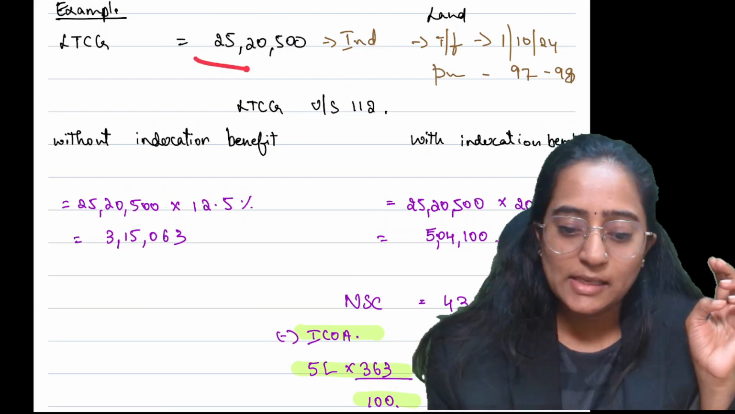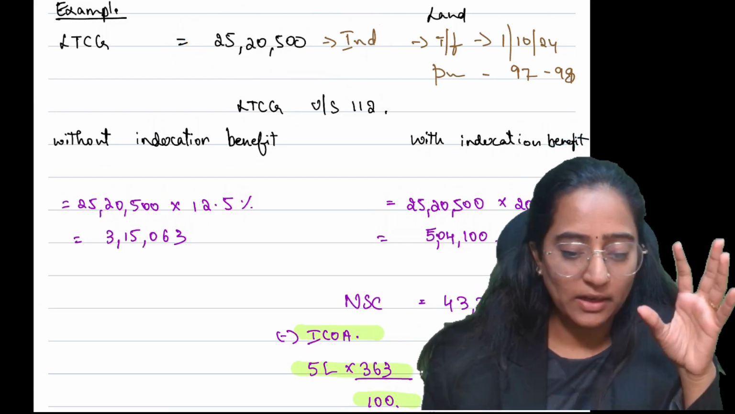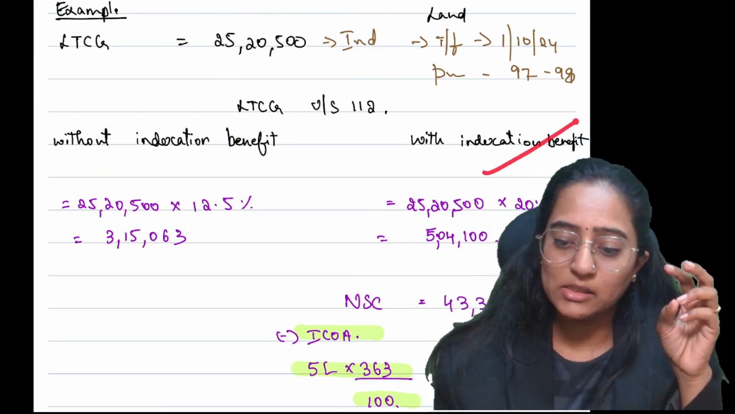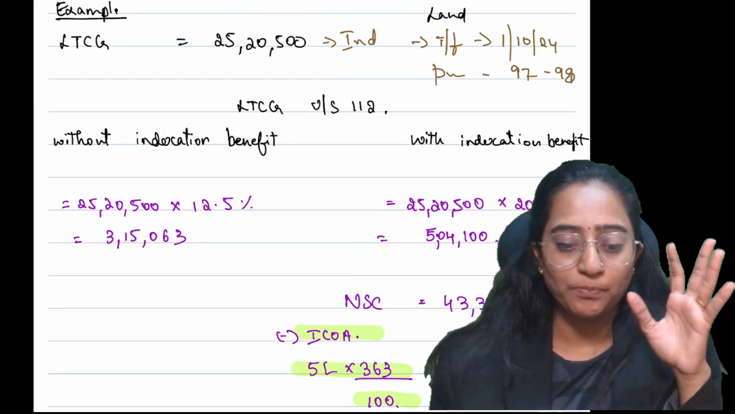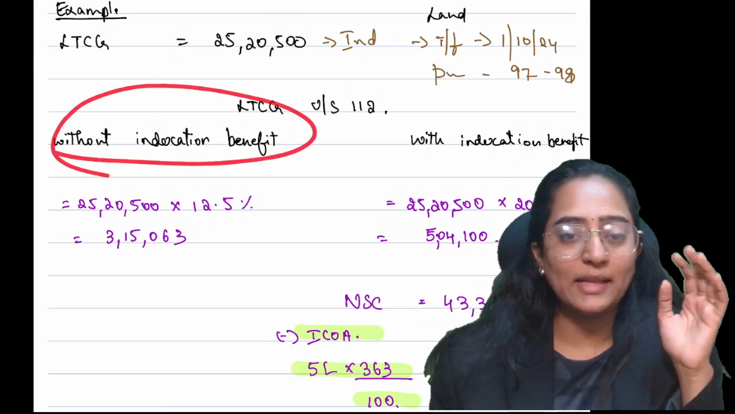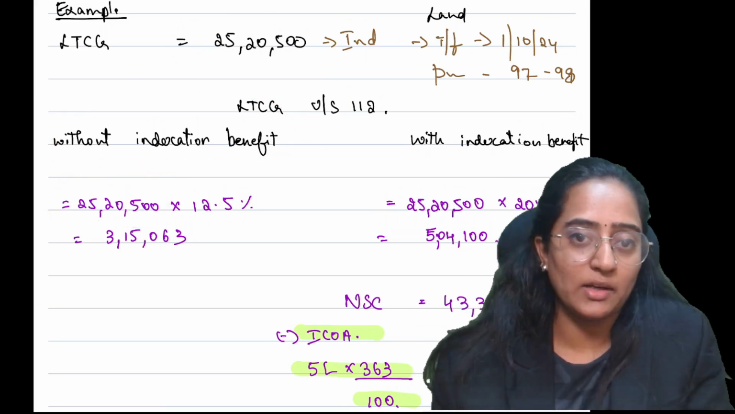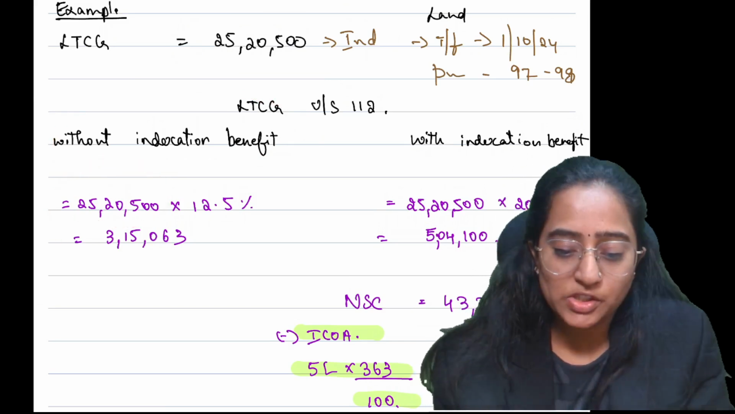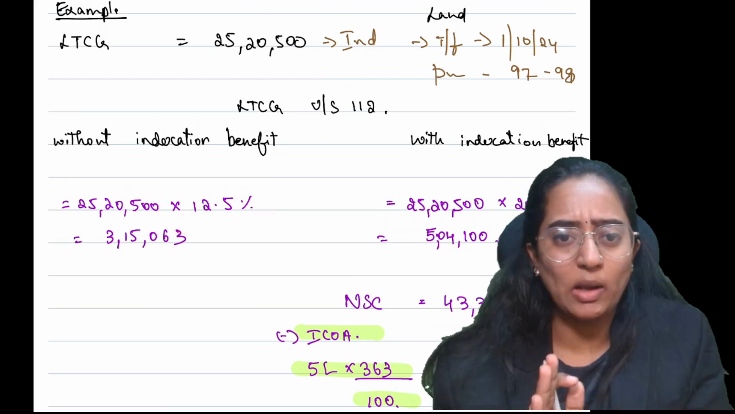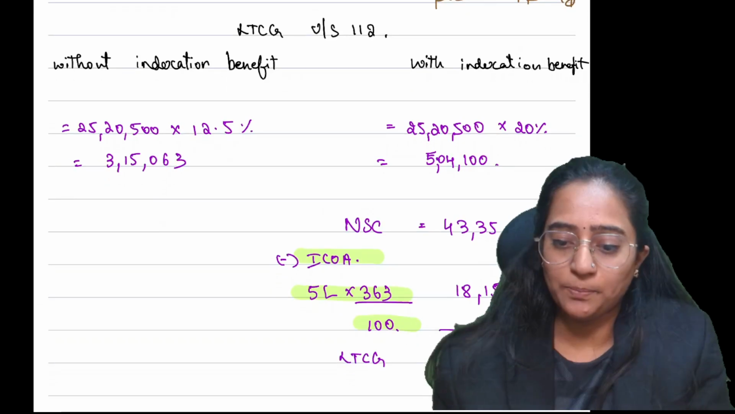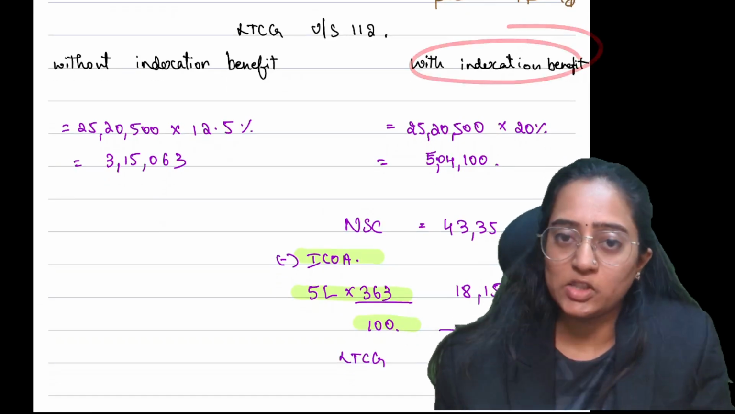Okay, so in this case what happens, 25,20,500 is without indexation benefit and this is with indexation benefit. If I am speaking about without indexation benefit over here, this 25,20,500, you have to pay the tax of just straight 12.5%. How much is the tax liability that you would get? So much. Very well. Suppose you apply indexation benefit.